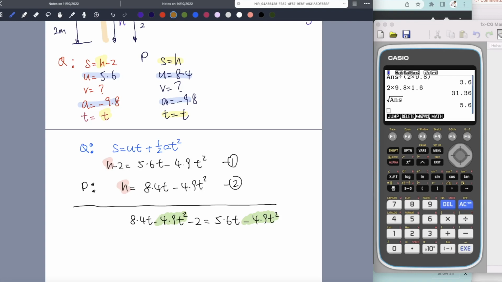So in order to solve it, we've got 2 equals 2.8T. Bringing the 2 to the right hand side, on the left we've got 8.4 minus 5.6. So that's 2.8. So T as a value, we work out T to be 5 over 7, or 0.714.